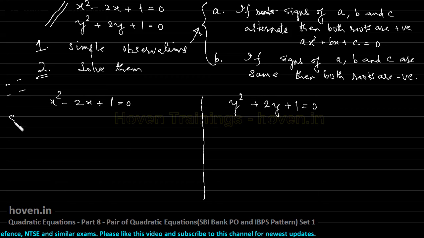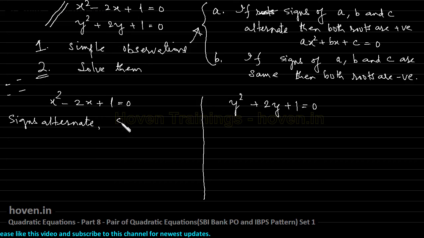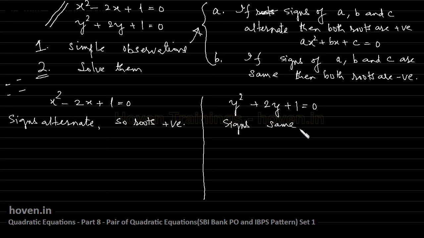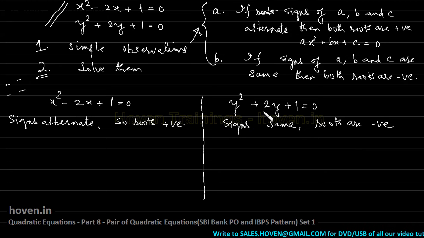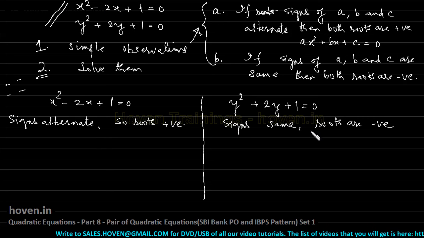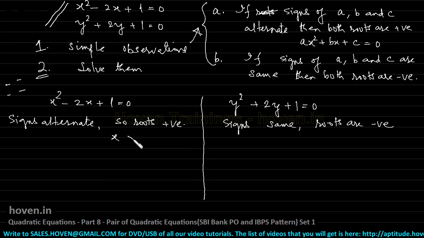Now, we observe signs alternate, so roots are both positive. And in this case, signs same, so roots are negative. Now the signs alternate means this is plus, this is minus, this is plus. Signs are same, plus, plus and plus. Now we see that the roots of this are both positive. The roots of this are both negative. This means in any case, x will be more than y.